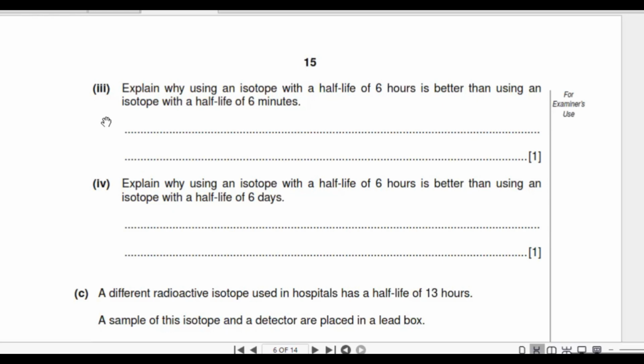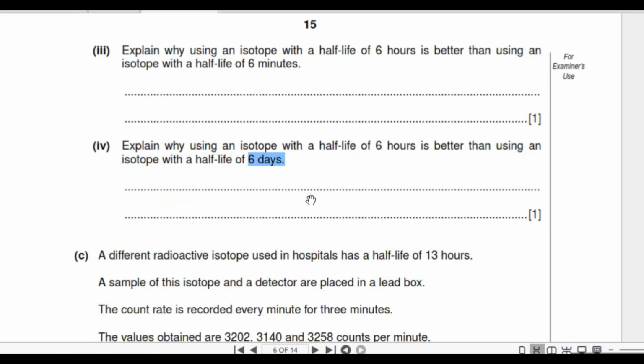So it is not good practice to use samples with a very short half-life, and also it is not very good practice to use an isotope with a very long half-life. What will it do if you use it? The radiation can become harmful to the body. It will remain in the body for a longer time, and the radiation will remain.